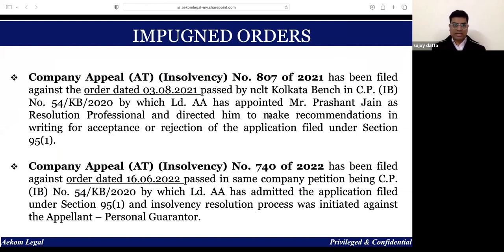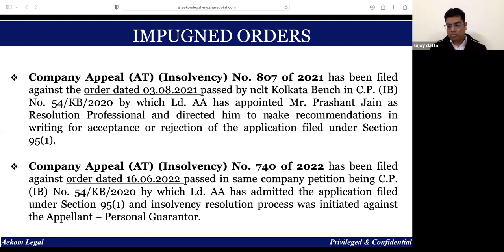As we are aware, Sections 95, 96 are somewhat controversial. They prescribe a particular mechanism to be followed in respect of insolvency of personal guarantors in personal insolvency matters. The constitutional validity of these provisions is still to be decided. It's before the Supreme Court. In some of the appeals, a stay order has been given. In some appeals, a stay order has not been given.